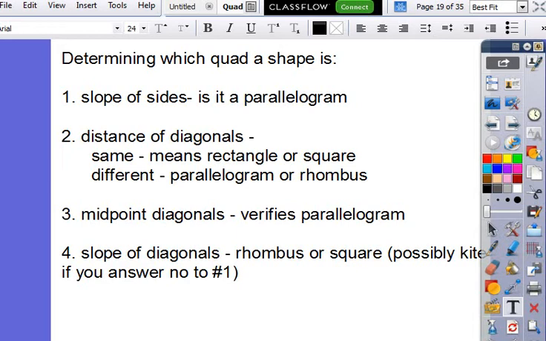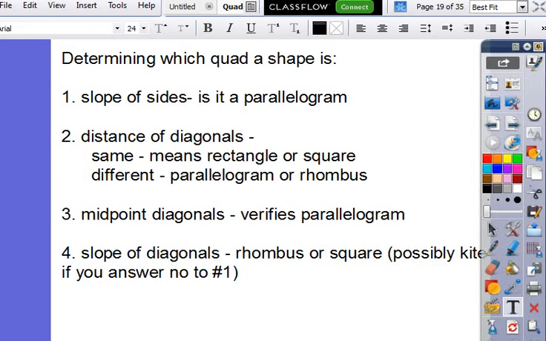We're going to do the midpoint of the diagonals. All that's going to really do is verify that it's a parallelogram, which we're going to know from number 1. Basically, what I'm doing right here with number 3 is trying to give you easy questions to answer to help you out. It's not going to really tell us any new information, but it's going to verify what we found in number 1, whether it's a parallelogram or not.